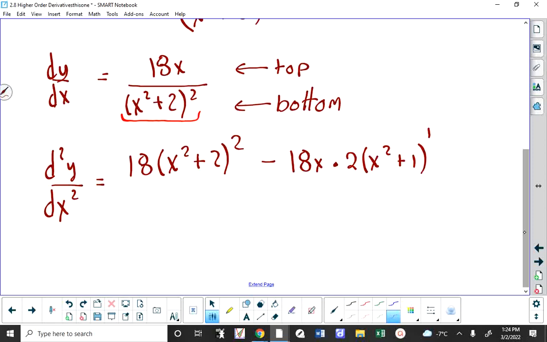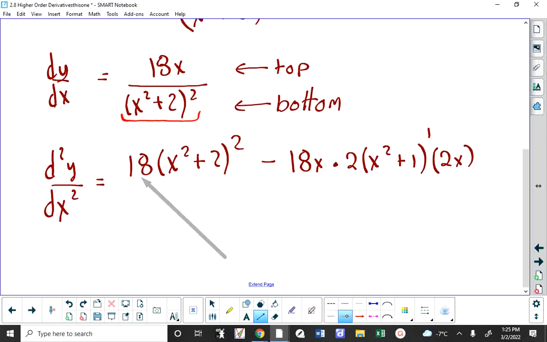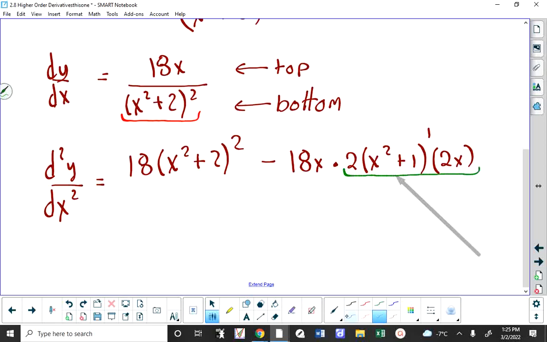This is why I don't want you to use prime notation. And then I'm going to multiply by the derivative of what's inside. So let's check this all together. Looking at the words above, top and bottom, 18 is the derivative of the top, times the bottom, which is x squared plus 2 quantity squared. The quotient rule says we have to subtract. The top is 18x. This whole thing is the derivative of the bottom because we wrap the 2 around the x squared plus 1, drop.